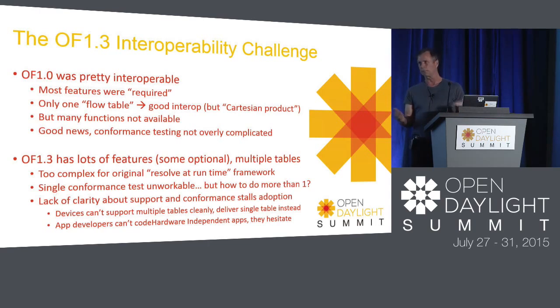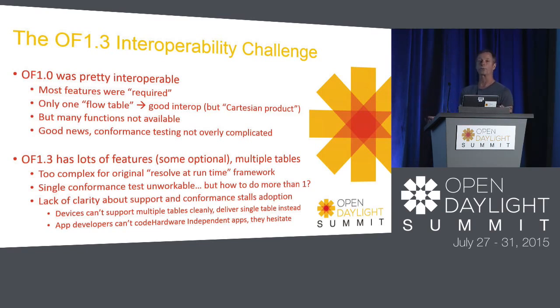There's a single flow table. Life was quite simple, although it was also very constrained. The simplicity was also a constraint. The downside was, of course, that a lot of functions were not supported, but on the upside, conformance testing was not super complicated, so they were able to develop conformance testing and conformance test a bunch of devices.